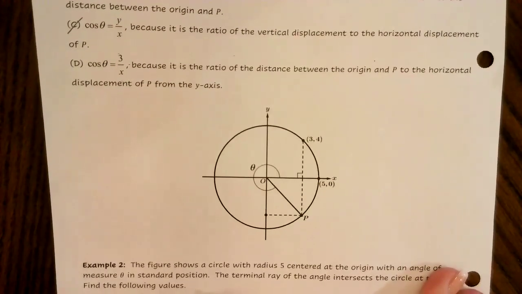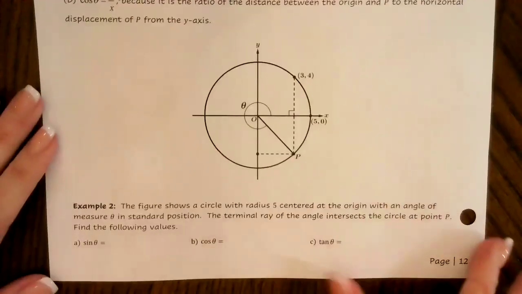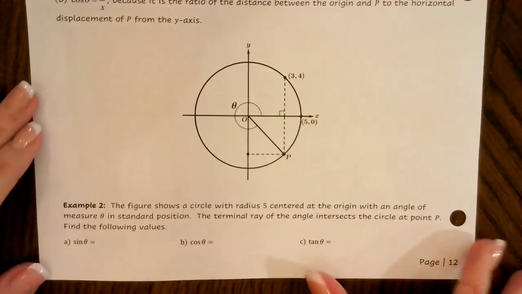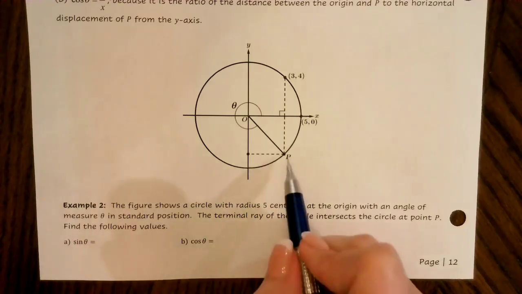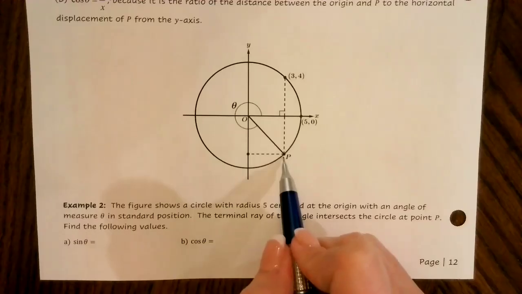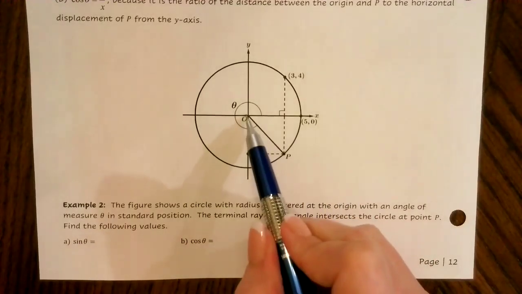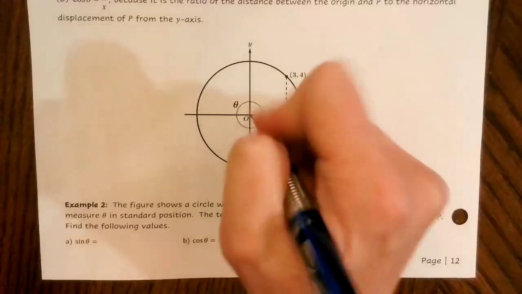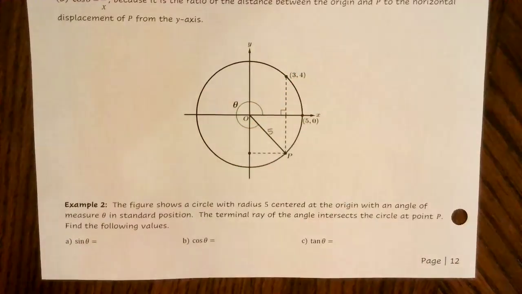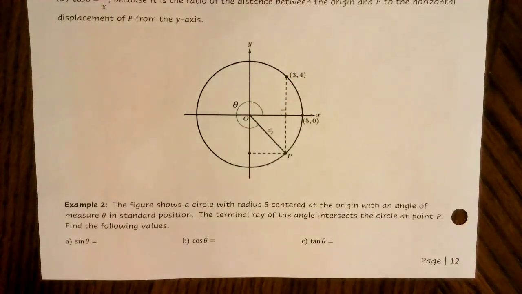All right, let's look at the next example here. And it says the figure shows a circle with a radius 5 centered at the origin with an angle of measure theta in standard position. The terminal ray of the angle intersects the circle at point P. Find the following values. And so my point P is right here. We're going to have to put a little more thought to this one. So we can see that the radius is 5. And so from here to P, it must be 5. So our hypotenuse we already see is 5.